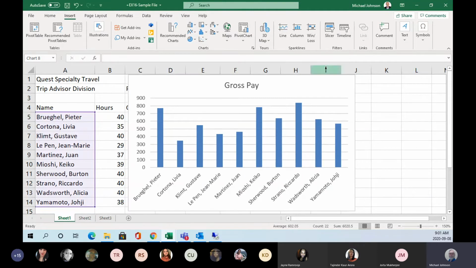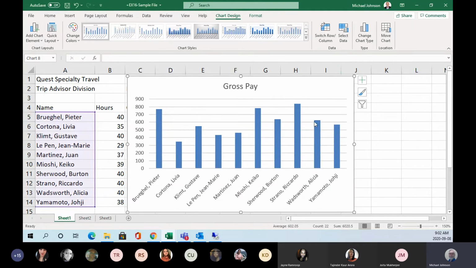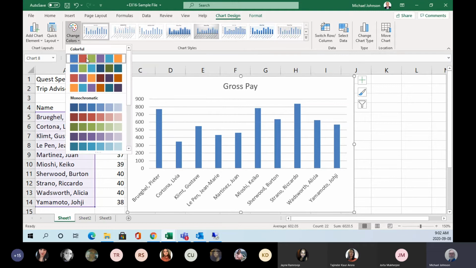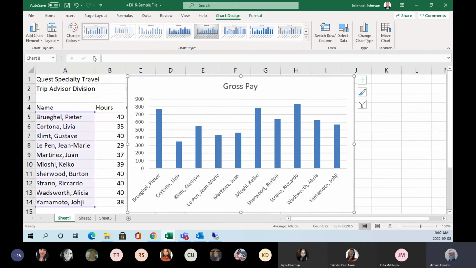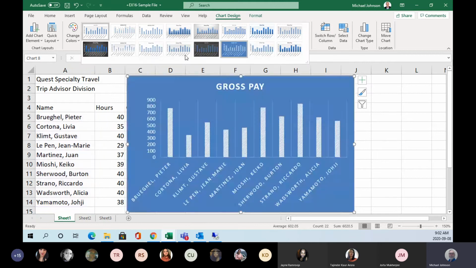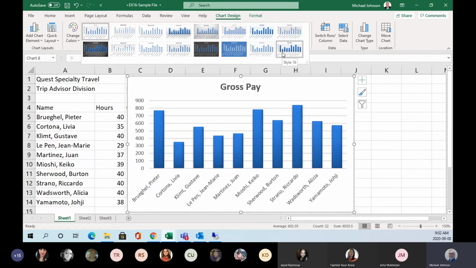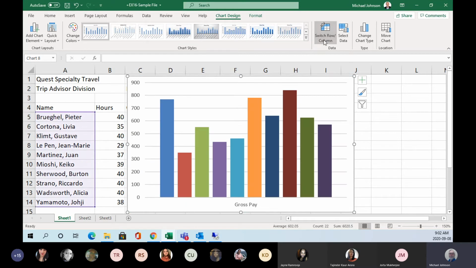Fantastic. Not very exciting, to say the least. So what I can do is change this a little bit. Remember, you have a lot of control over how it represents data, and you can modify and change the colors around. You can change different approaches with your particular styles that you want. We can change it around so that it's just the opposite. In other words, gross pay is on the bottom, which is what we wanted.